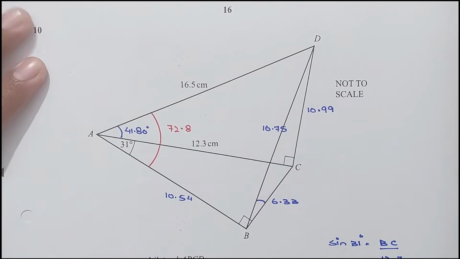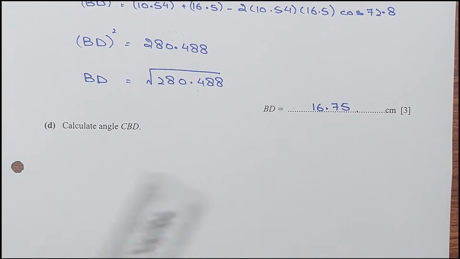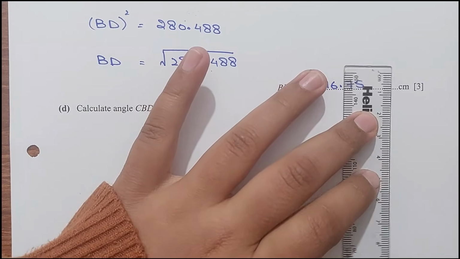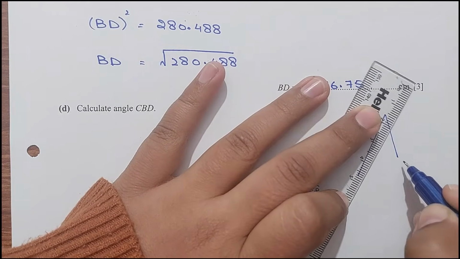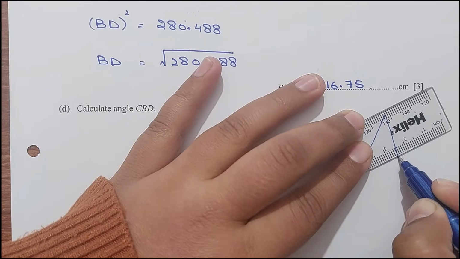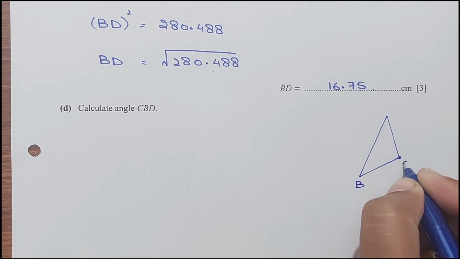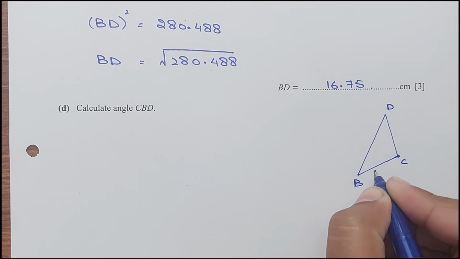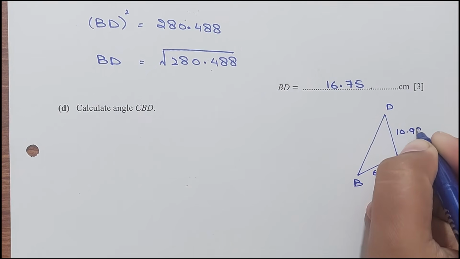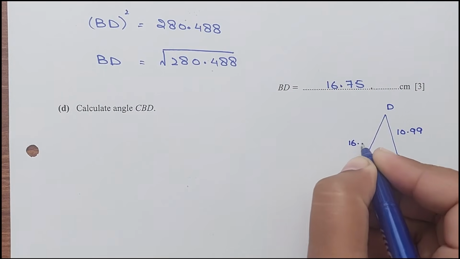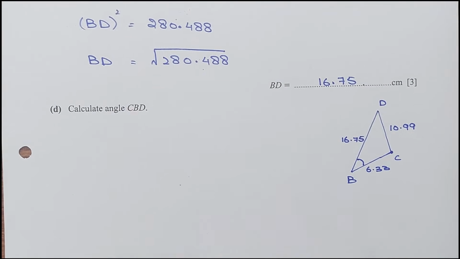Okay, now considering the triangle BCD, we have all the three sides. We have to find one angle. Let me draw this triangle separately, in a different shape, so we can see. Okay. So this is B, this is C, and this is D. This is 6.33. This is 10.99. And this is 16.75. We have to solve for angle CBD.